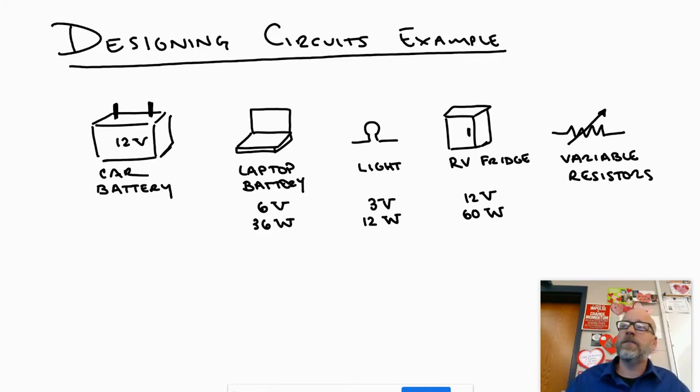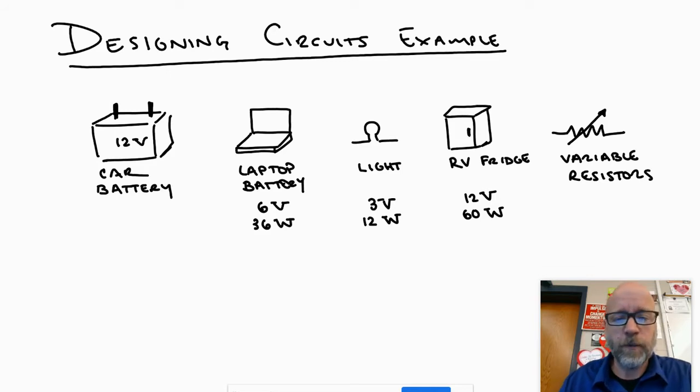Now, if you can't find a variable resistor in the apocalypse, you could just use a length of wire and figure out the resistance of that wire and then determine how much wire you would need to create that resistance. All right, so how do we hook up a circuit so that all three of these things could be powered simultaneously off of that car battery?